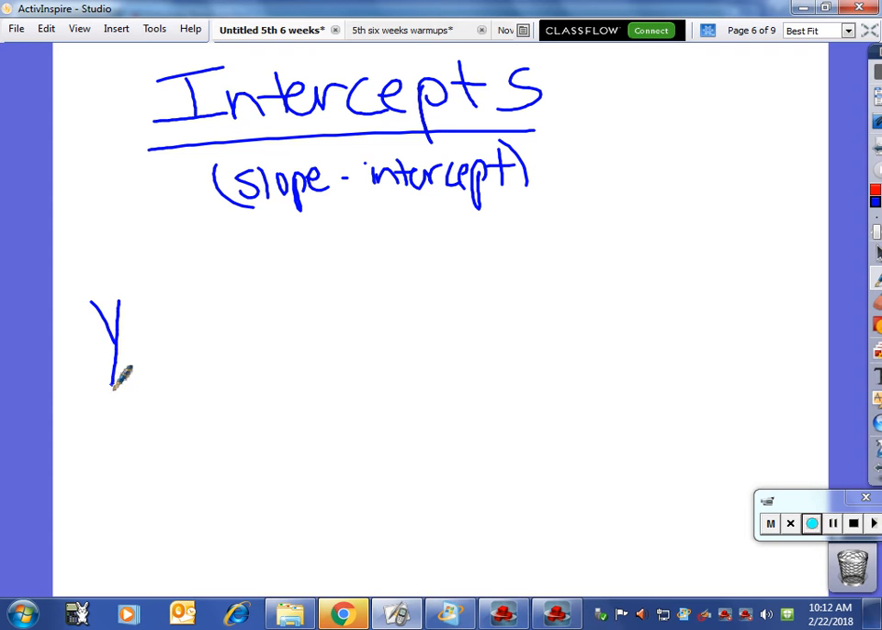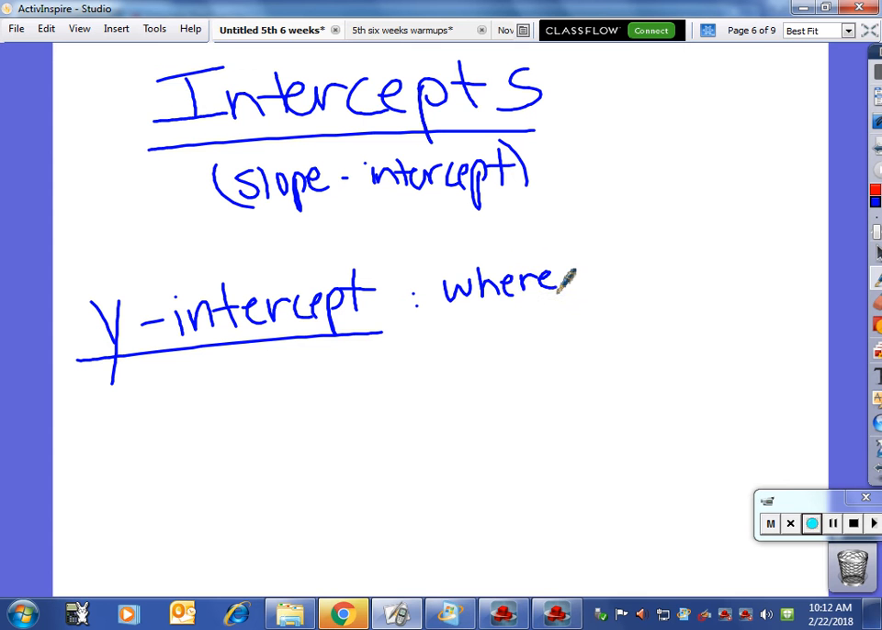Let's talk about the easy one first, y-intercepts. The y-intercept of any graph, whether it's linear, quadratic, exponential, whatever kind of function, what does the y-intercept mean? It's where it crosses the y-axis. Where it crosses or touches or intersects the y-axis. So if I tell you a y-intercept, I am also telling you a point.